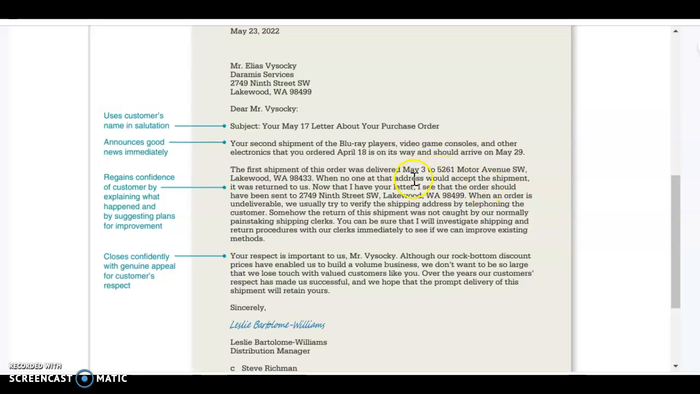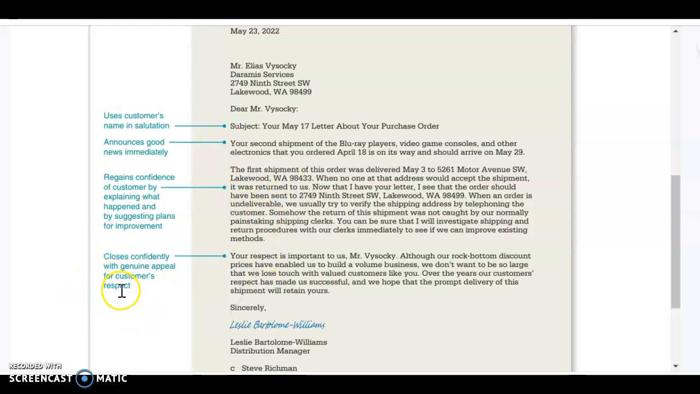When no one at the address would accept the shipment, it was returned to us. Now that I have your letter, I see that the order should have been sent to the new address. When an order is undeliverable, we usually try to verify the shipping address by telephoning the customer. Somehow the return of the shipment was not caught by our normally painstaking shipment clerks. You can be sure I will investigate shipping and return procedures with our clerks immediately to see if we can improve existing methods. So see, we're not blaming the customer.